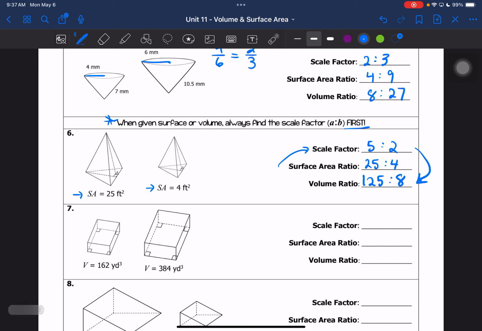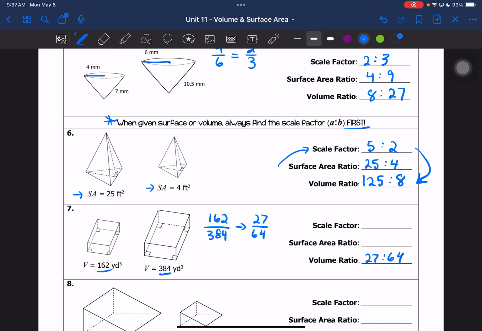Number 7, they're starting us off with the volume. So we could find out what the volume ratio is just by comparing these two numbers. We're going to do 162 over 384. This is a really big fraction, which can be simplified. You could use your calculator to do this because I don't really know exactly what could go into both of them. So I'm just going to type that in the calculator to simplify, and it comes out to 27 over 64. And I'm going to write that over here. So this is my volume ratio.